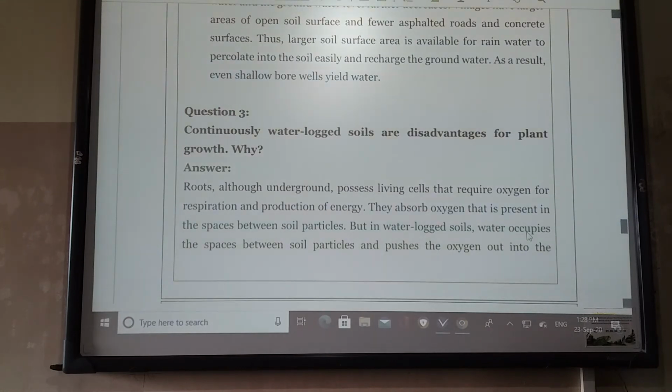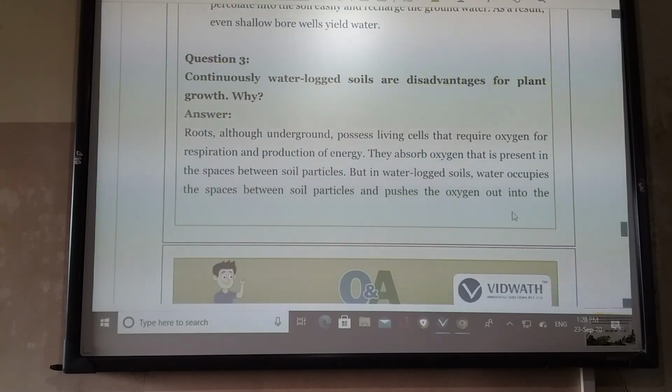Next question. Continuously waterlogged soils are disadvantageous for plant growth. Why? Roots, although underground, possess living cells that require oxygen for respiration and production of energy. They absorb the oxygen that is present in the space between the soil particles.